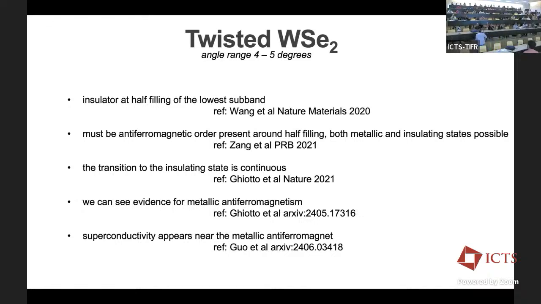Time for questions. Hi, Abhay. So what's the evidence that it's an antiferromagnetic versus any other magnetic ordered metal? Do you see it in transport?